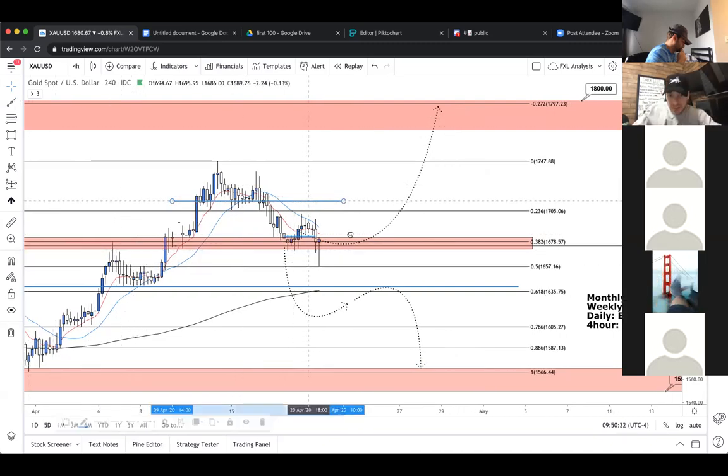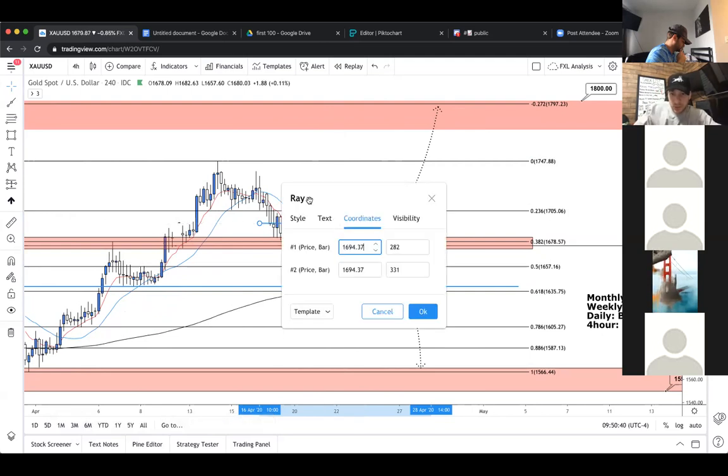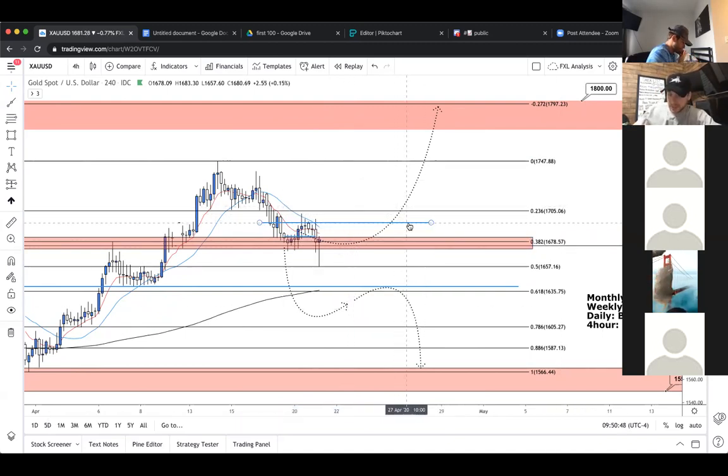We will definitely see. Here is the official level we want to see break, right? This would be a conservative entry. If we see, let's call it 1695 break, then we can start looking for more plays to the upside. So yeah, this is definitely the key level we want to see break.